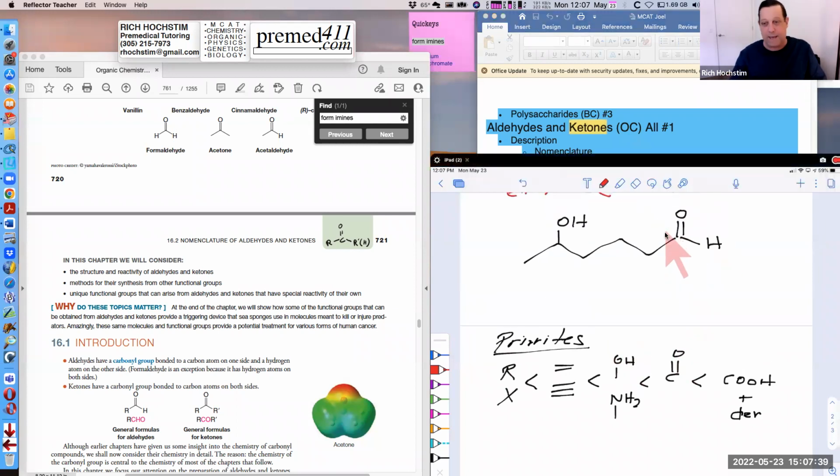So when we're looking at that, the OH is to the left of the carbonyl, so it's a lower priority. Therefore, the parent name will be taken on by the aldehyde or the ketone. So we have 1, 2, 3, 4, 5, 6. So this is going to be called hexanal. Hexanal. And then we're going to number it from here.